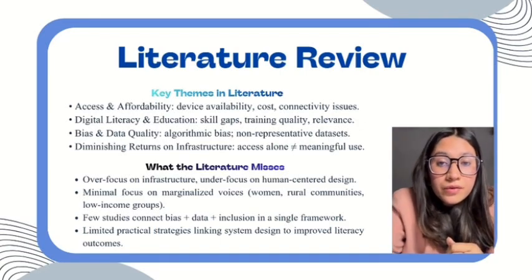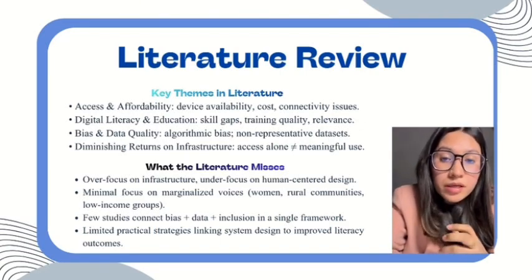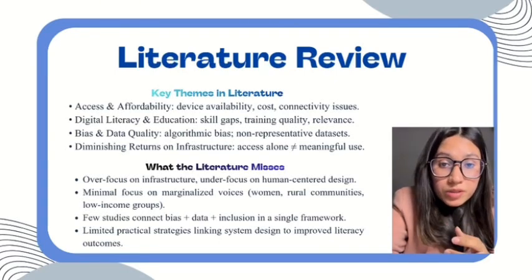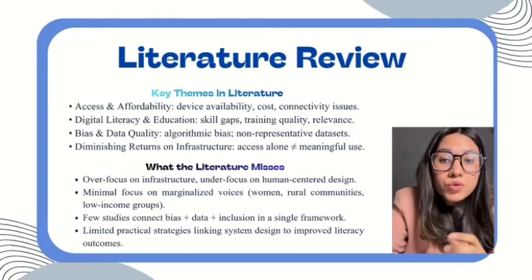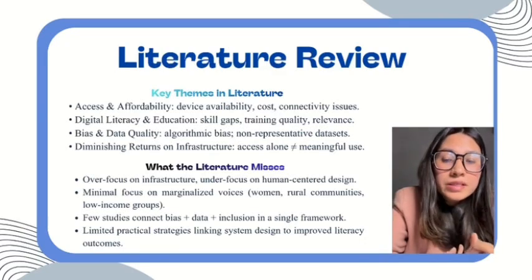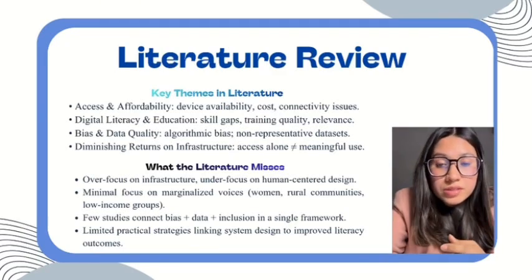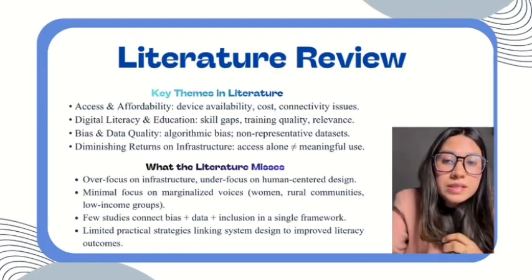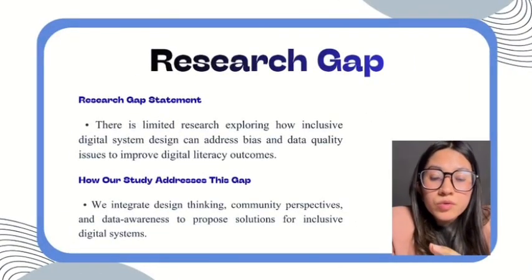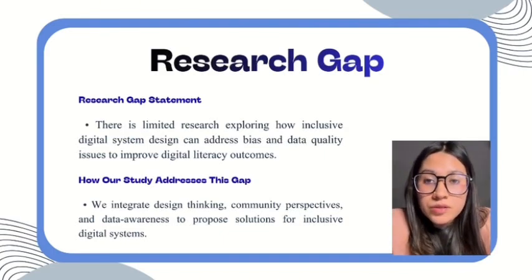And the other things that the literature missed are being over-focused on infrastructure and under-focused on human-centered design. Then minimal focus on marginalized voices like women or rural communities, and geographical and socioeconomic factors have been missed. Some studies have tried to connect bias and inclusion in single frameworks, but it's not working that way. And practical strategies linking system design to improved literacy outcomes is something the literature is missing. So for the research gap, there is limited research exploring how inclusive digital system design can address bias and data quality issues to improve digital literacy outcomes. And our study addresses this gap.